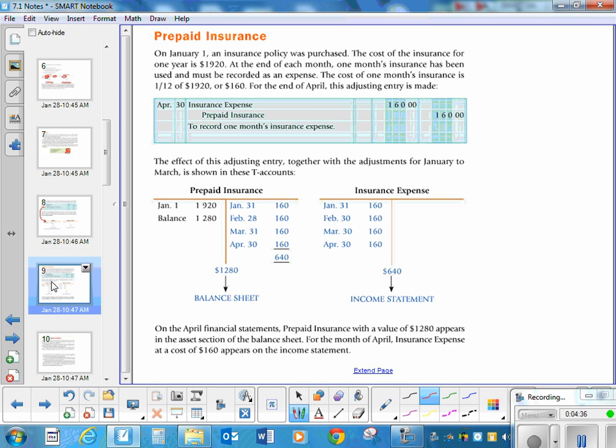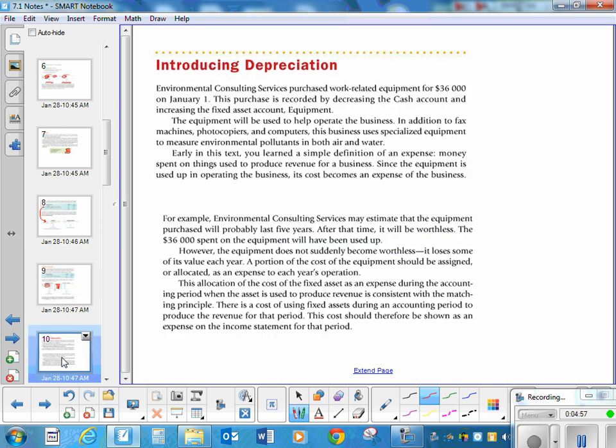Same thing with insurance. You prepaid $1,920, but every month you're going to use $160, and you can see that they're listed here. Your new balance is there. And you see how these ones are matching here. Okay, so that is the adjustment.